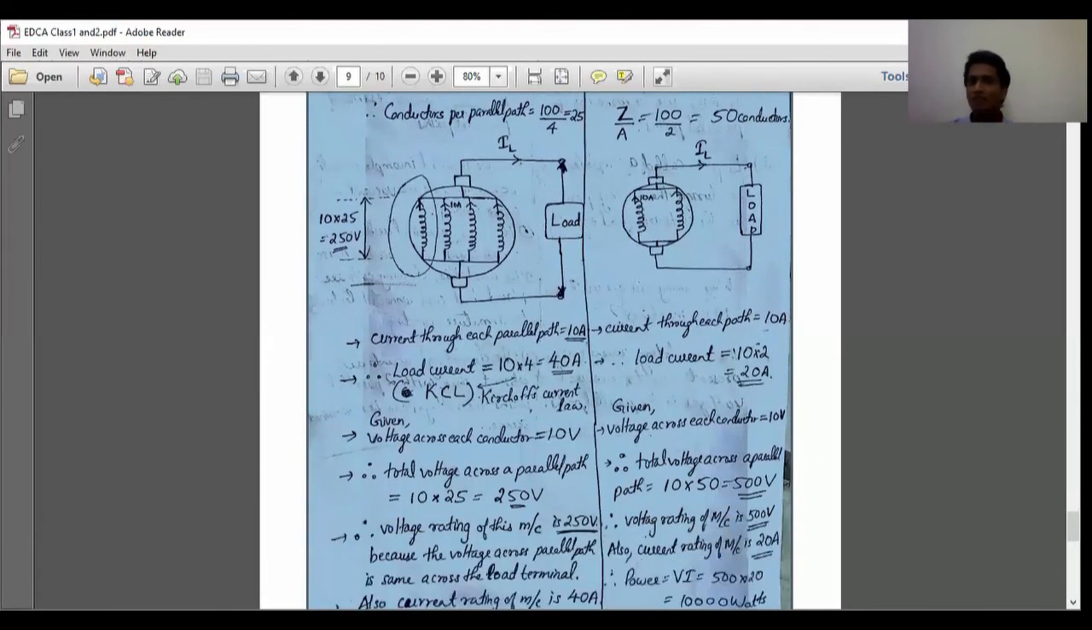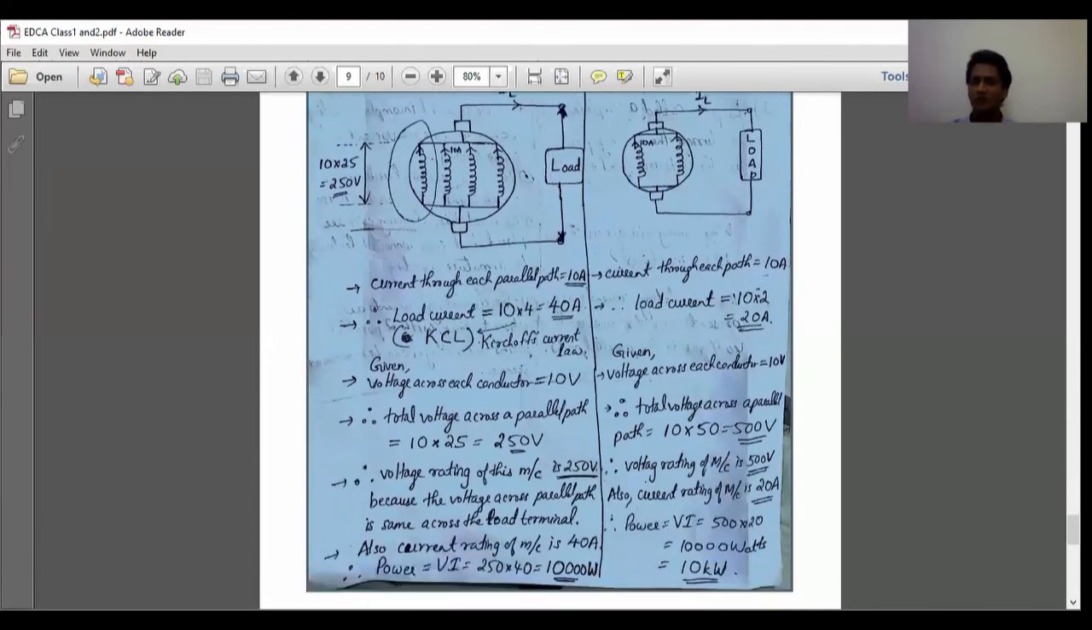And what will be the total power rating of the machine? We know this is a DC machine. For DC, power calculation means power is equal to voltage into current. So the power drawn by this load, power drawn meaning power taken by this load, will be voltage into current, that is 250 volt into IL. IL is 40, then that will be 10,000 watt, that is 10 kilowatt. Watt is the unit of power.